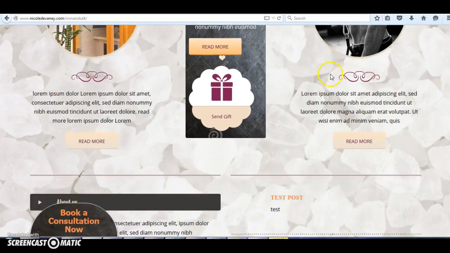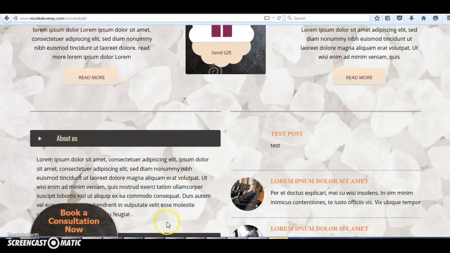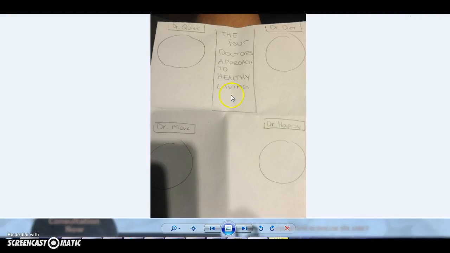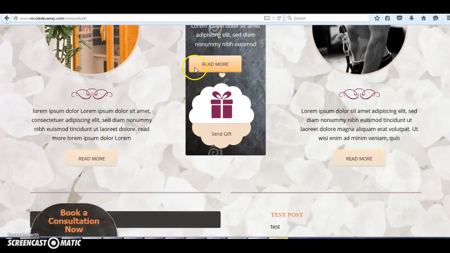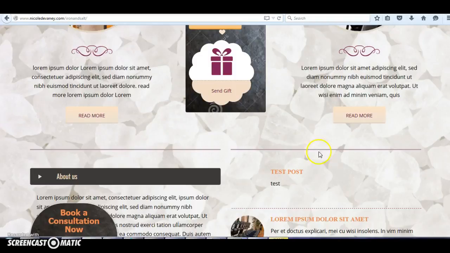So it'll be one, two, three, four, just like this picture, and then in the middle. That'll be up in the middle, excuse me. So that will stay right here. And then there'll be two more under here.